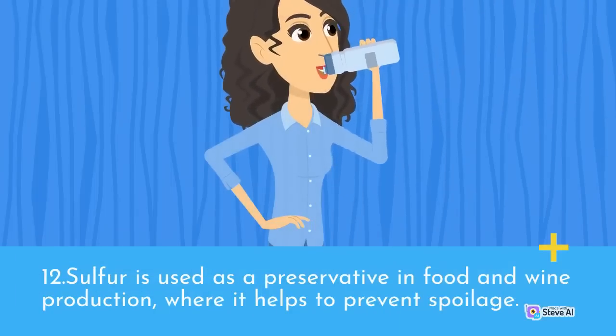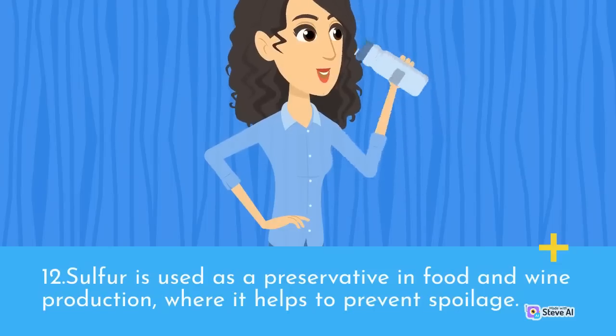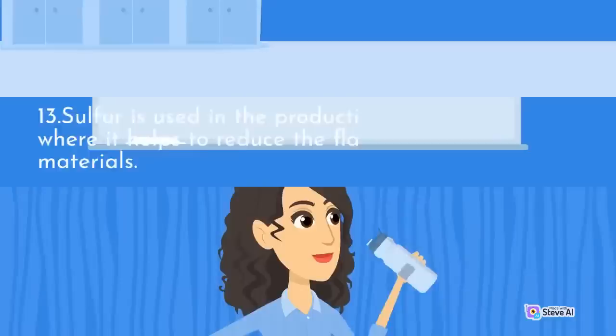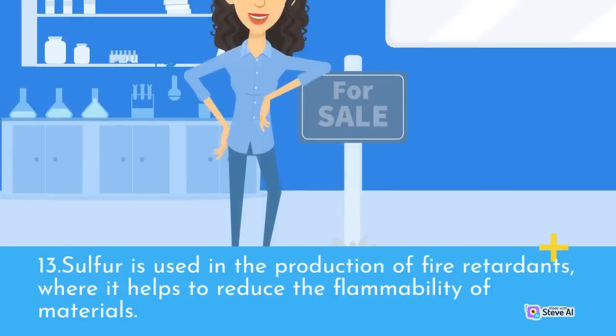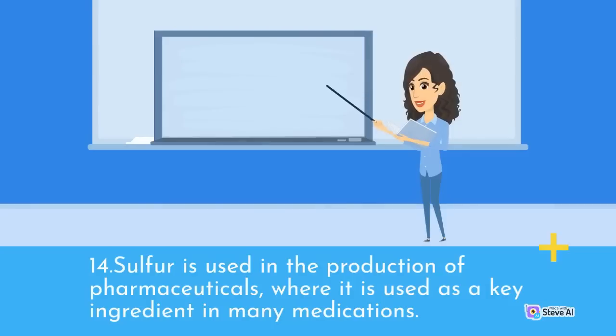12. Sulfur is used as a preservative in food and wine production, where it helps to prevent spoilage. 13. Sulfur is used in the production of fire retardants, where it helps to reduce the flammability of materials. 14. Sulfur is used in the production of pharmaceuticals, where it is used as a key ingredient in many medications.